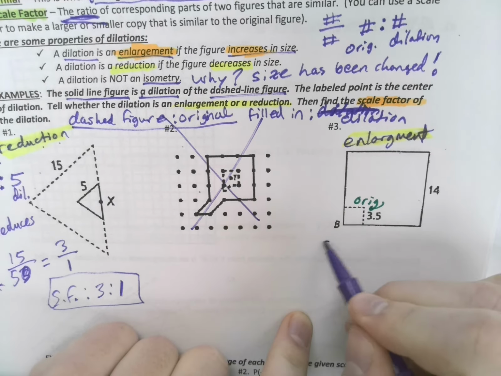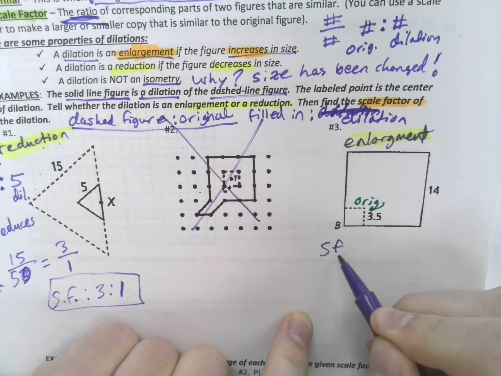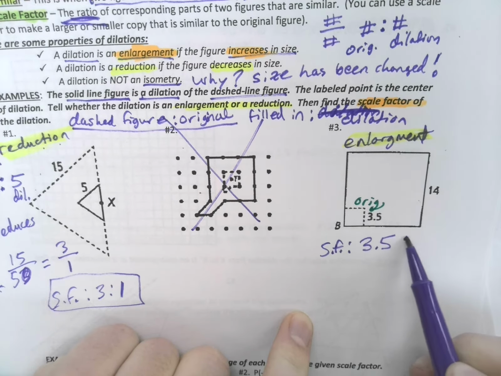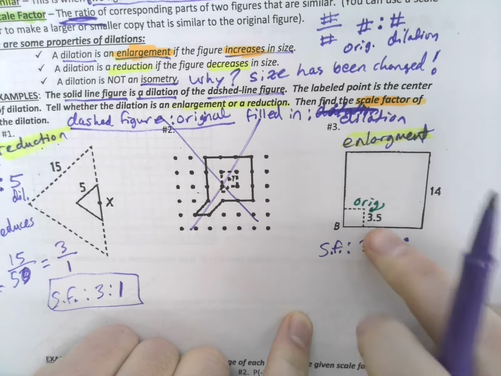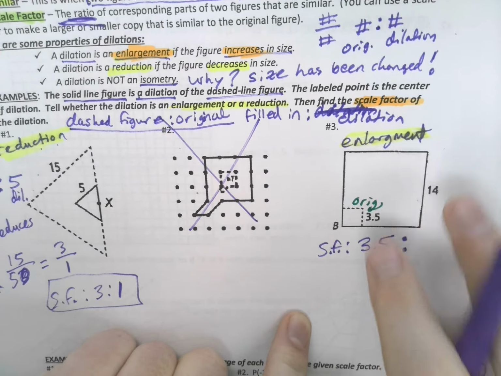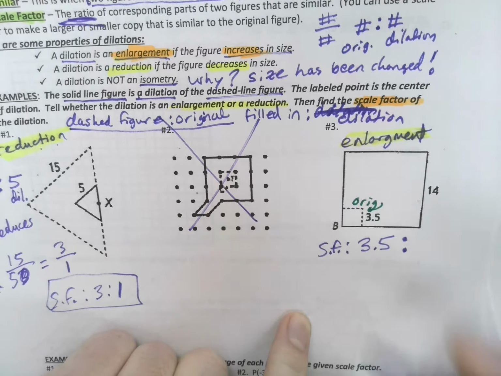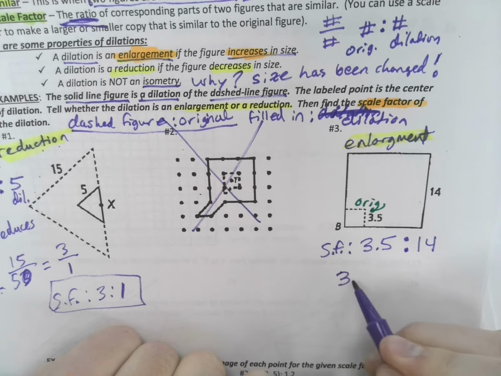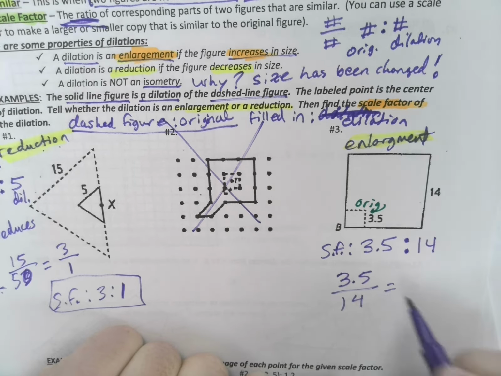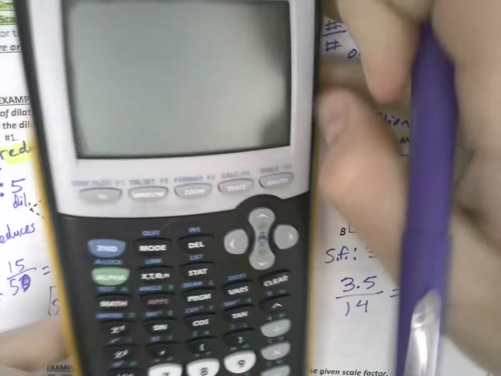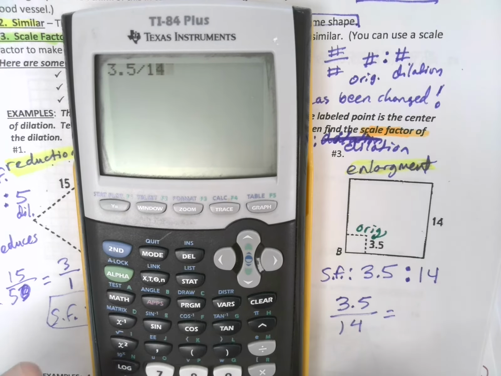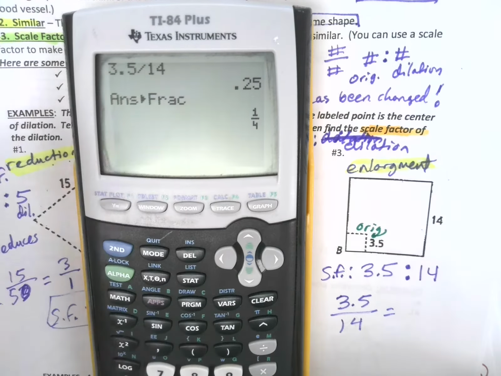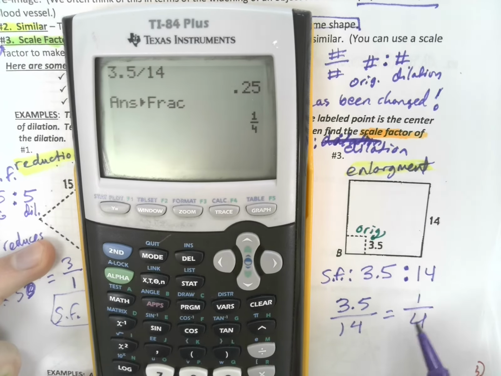So now for the scale factor. Here's our original, 3.5. And we can see that the dilation, this side became, we gotta have the same sides here to compare. That's 3.5, it became 14. So let's see what this kind of ratio is looking like. Let's turn it into a fraction. So 3.5 over 14. Try typing that into your calculator. 3.5 divided by 14. 0.25. Hey, we know that. Hey, that's 1/4.